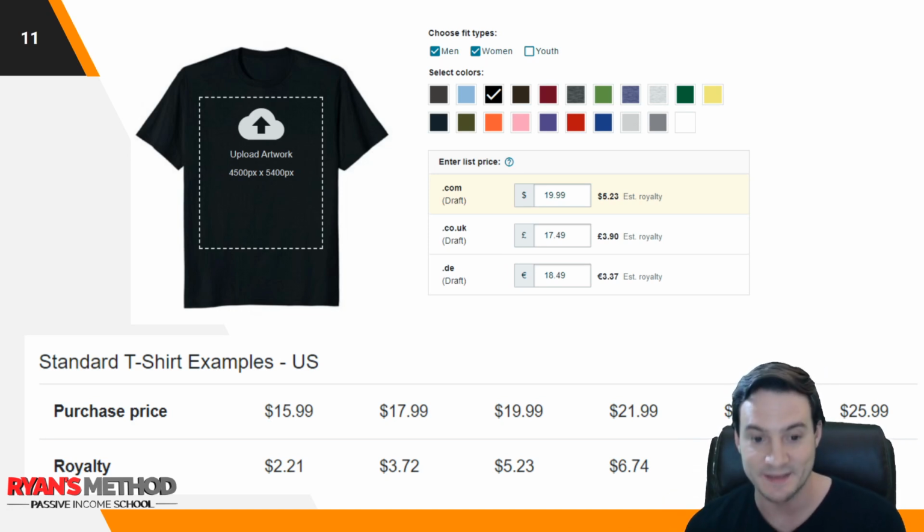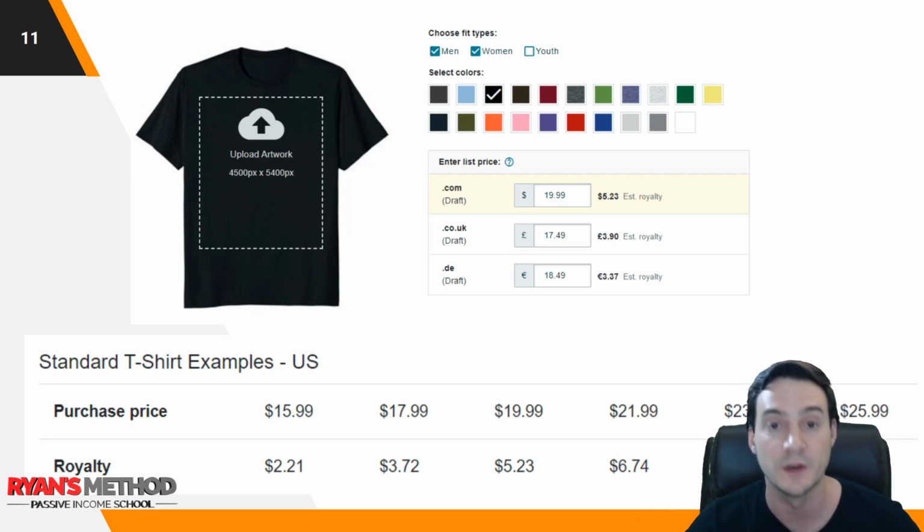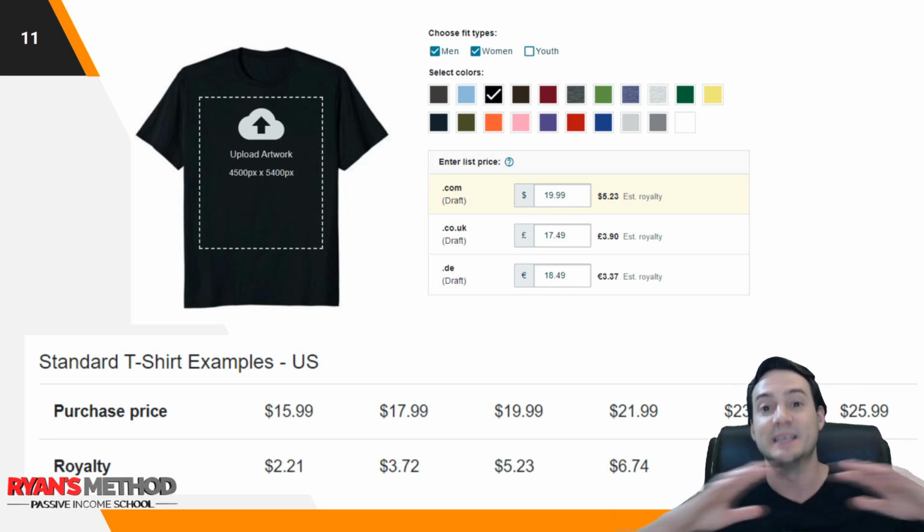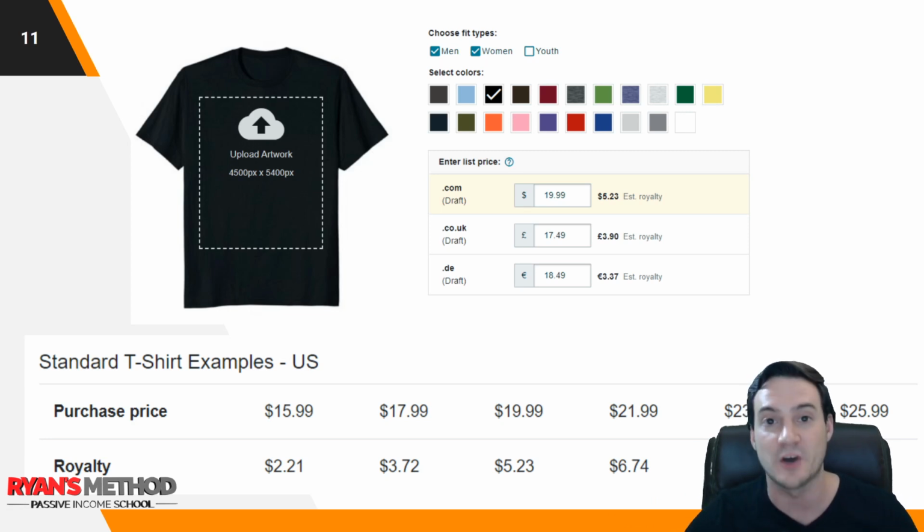It should be stated, and I don't know why they don't make this clear, that the current lowest price you can sell a standard t-shirt for through Amazon Merch is $13.07. All right, that is the lowest. That is the official base cost of this product.